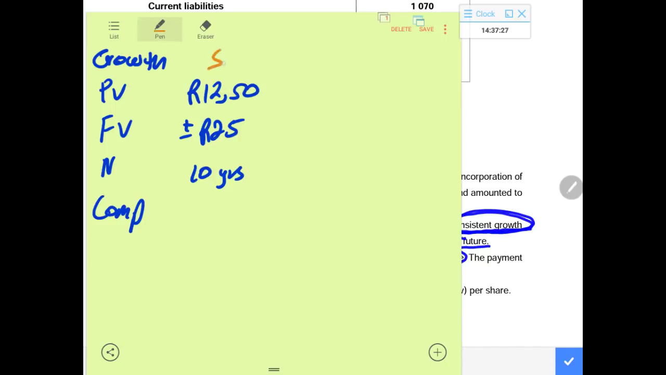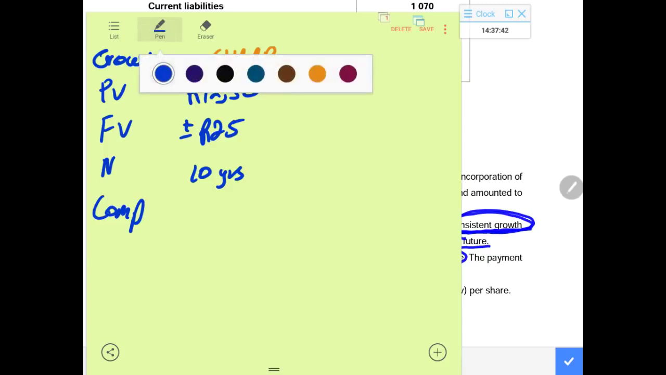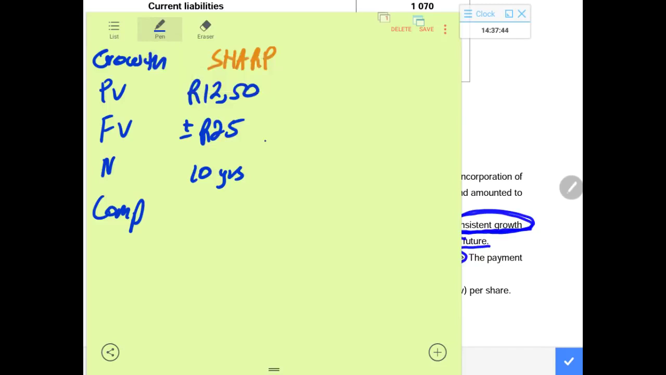Remember, I am using the Sharp calculator. I don't want to fail to remind you of that. So my calculations will be based on the Sharp calculator. Now we are computing the rate, compute I, in other words. We are calculating the interest rate, or the rate at which our ordinary dividends were growing in the past 10 years and in the future expected years.